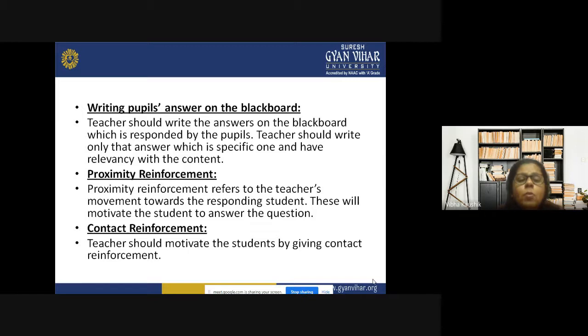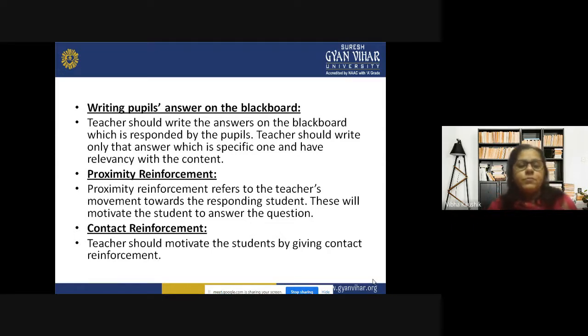It should write only that answer which is specific and relevant to the content. Proximity reinforcement refers to the teacher's movement towards the responding student. If a student has given the correct answer, the teacher will go towards that particular person. This will motivate the students to answer the questions, and this action of the teacher will be noticed by other students, and they will try to give the answer to those questions.